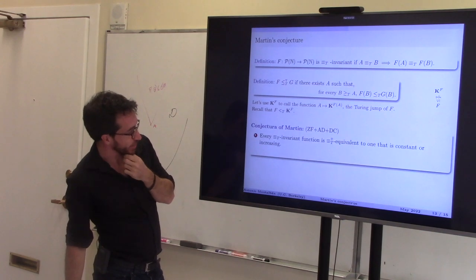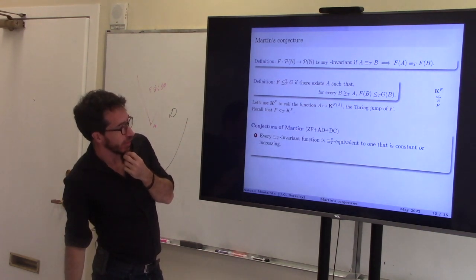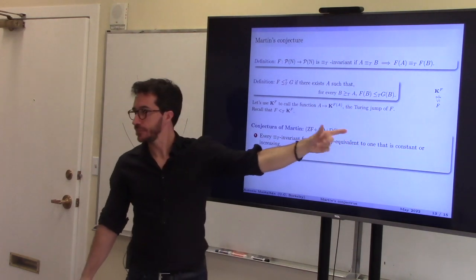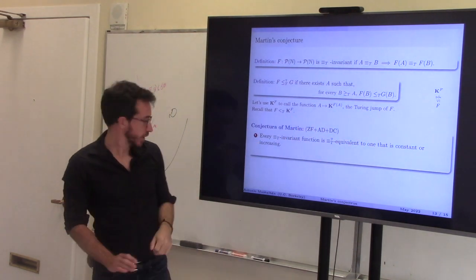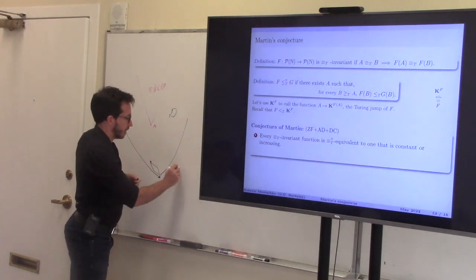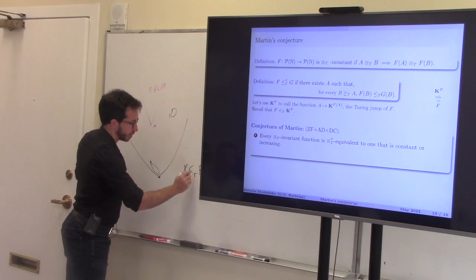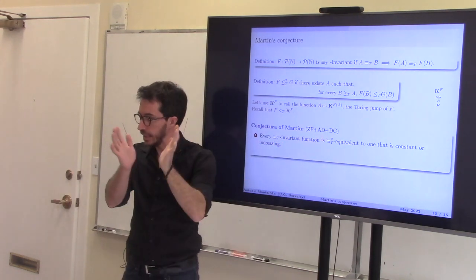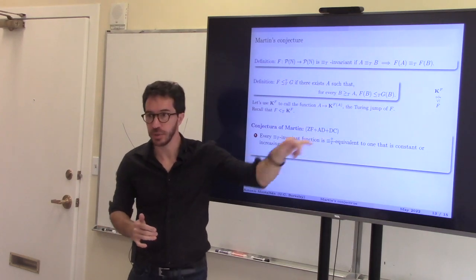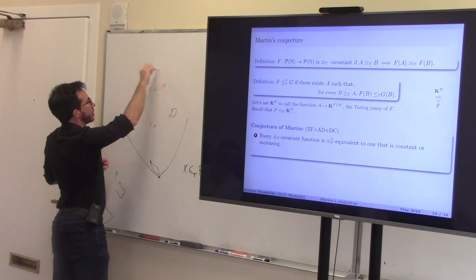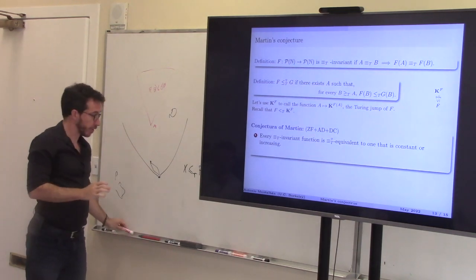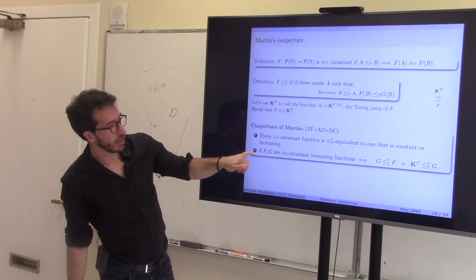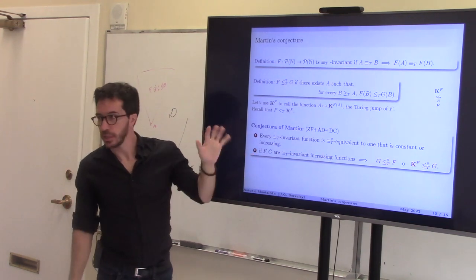Martin's conjecture says that every Turing invariant function has two parts. The first one is that whenever you have a Turing invariant function, it's either constant or increasing, increasing in the sense that x is less than or equal to f of x. More precisely, the function is equivalent in the limit, on a cone, to something that is either constant or increasing. And among the increasing ones, you have this linearity property, and it's a bit more than a linearity property.